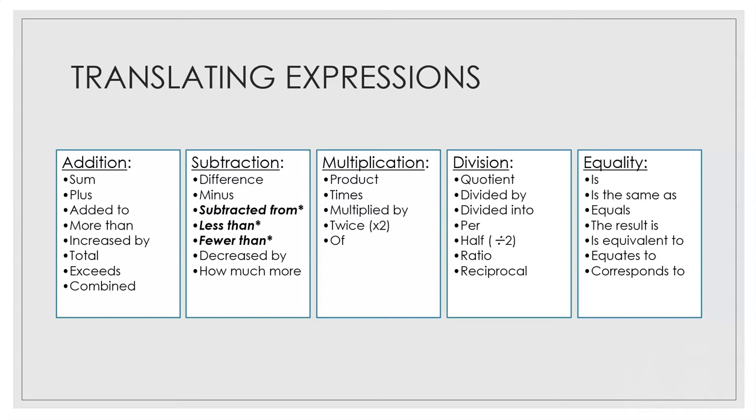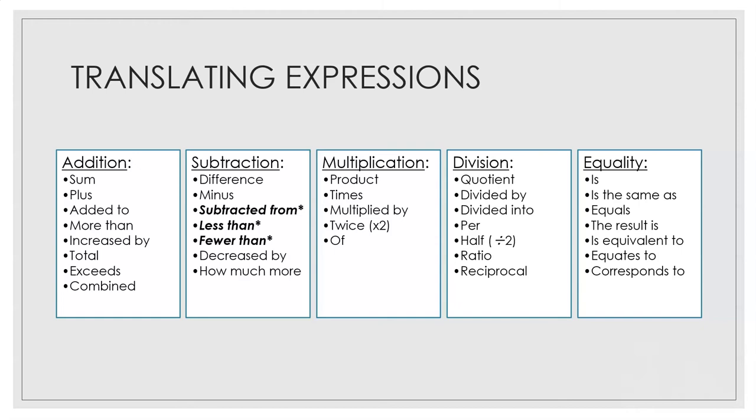So we've already looked at this list of keywords before. Just to remind you, anytime you see these, they mean specific operations. I want to focus in on the subtraction ones that are starred and bolded here: subtracted from, less than, and fewer than. When you come across those, they get translated backwards. So if it says 3 less than x, that means x minus 3. You just flip the order around.